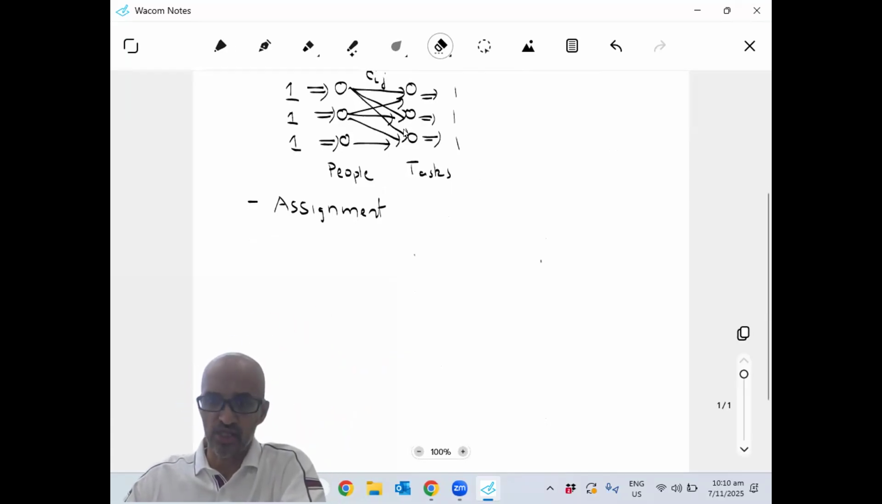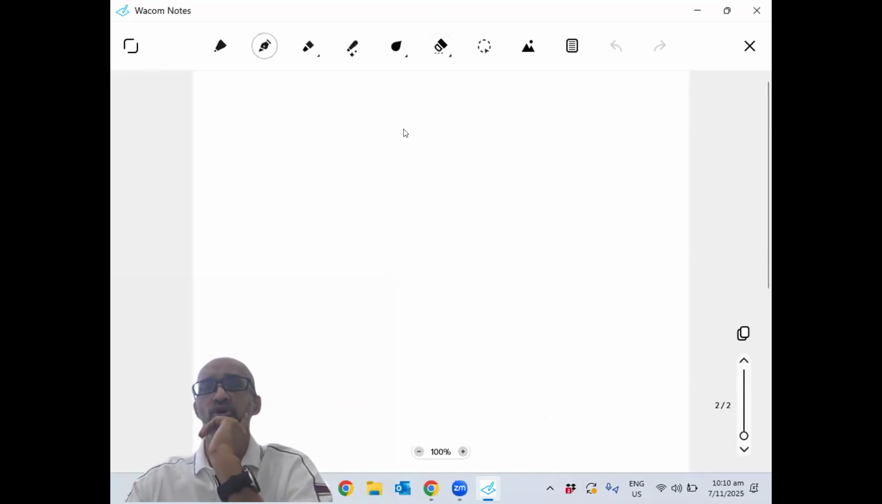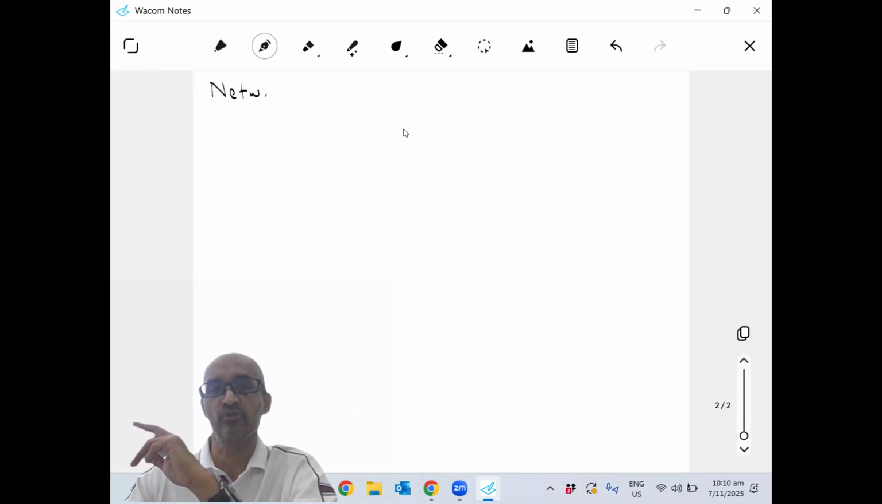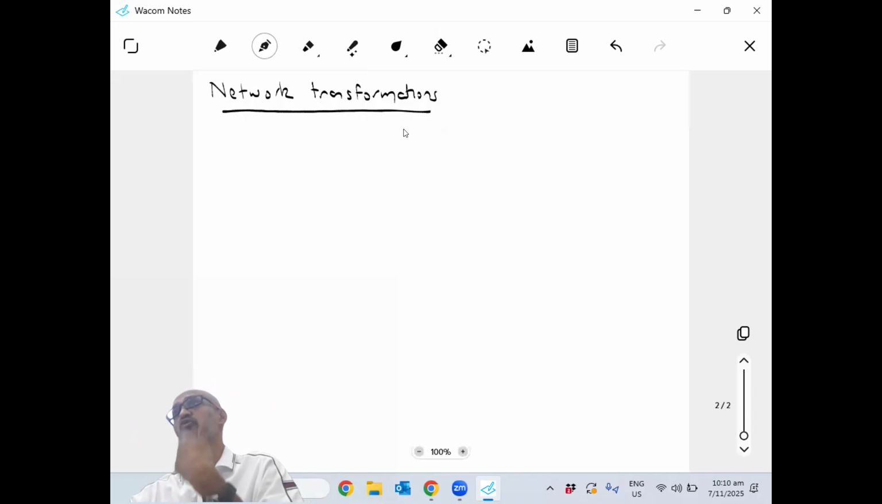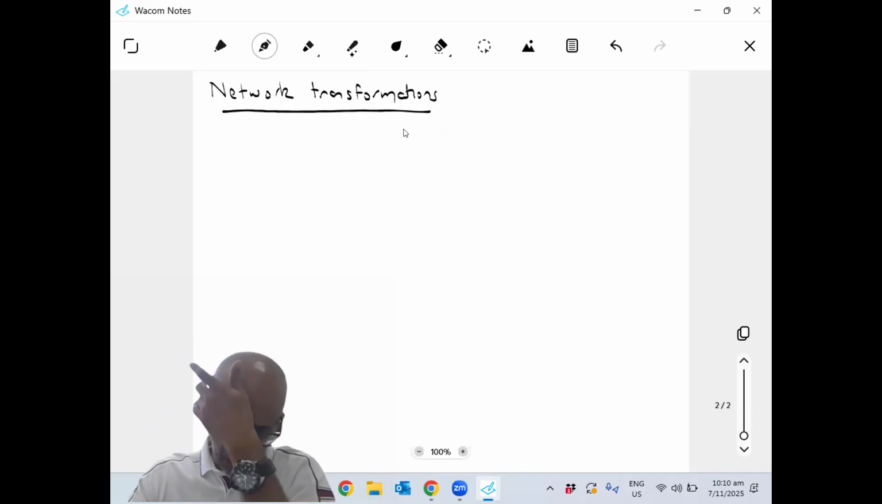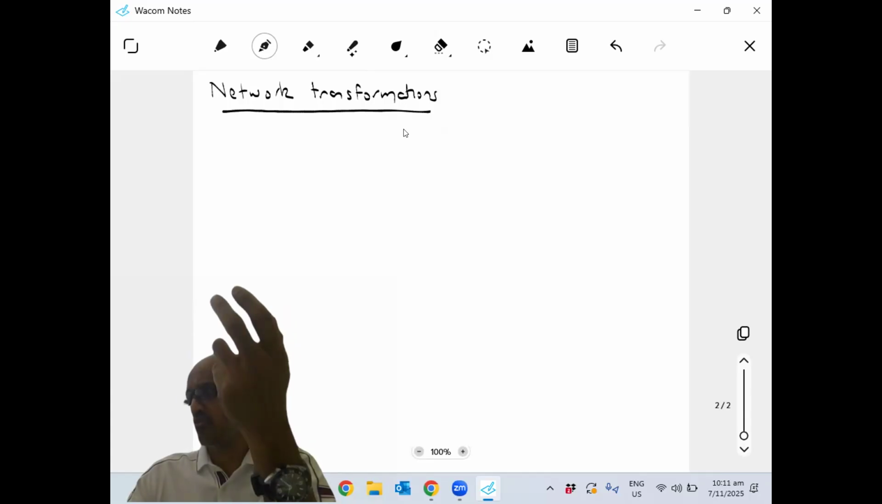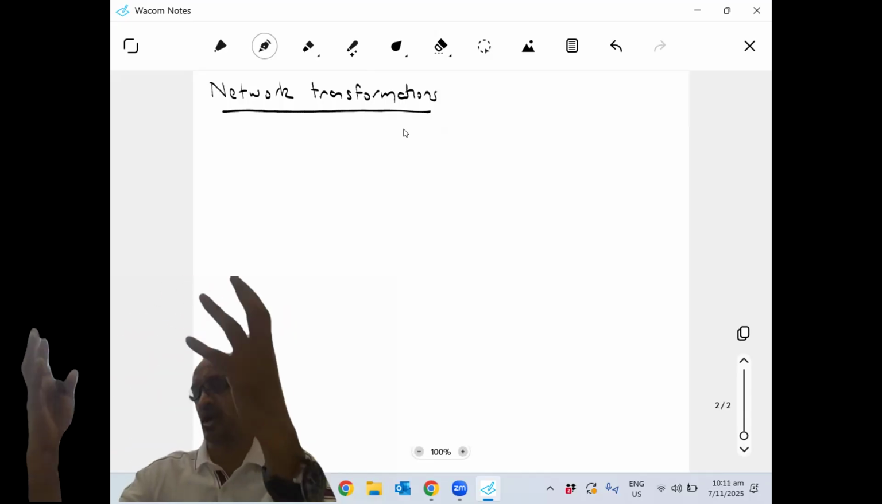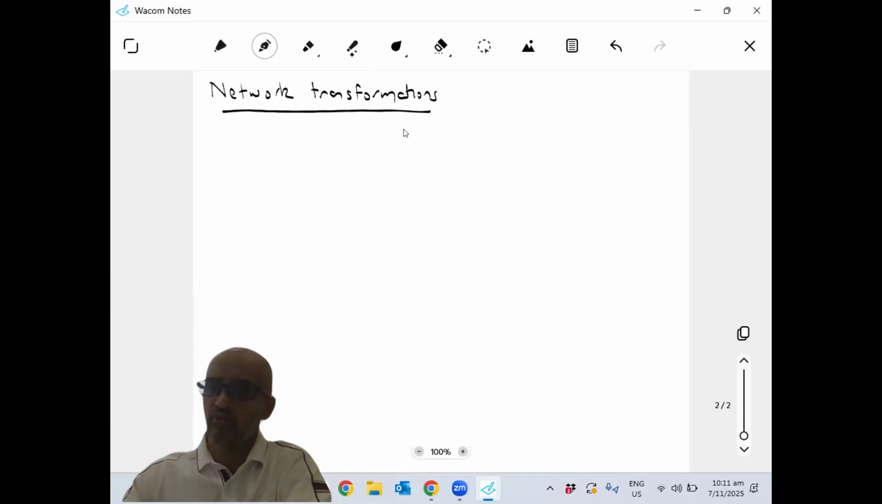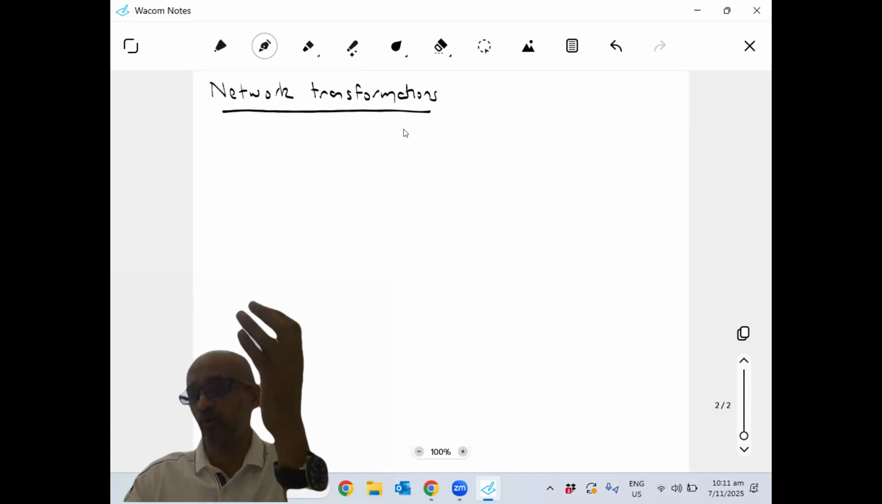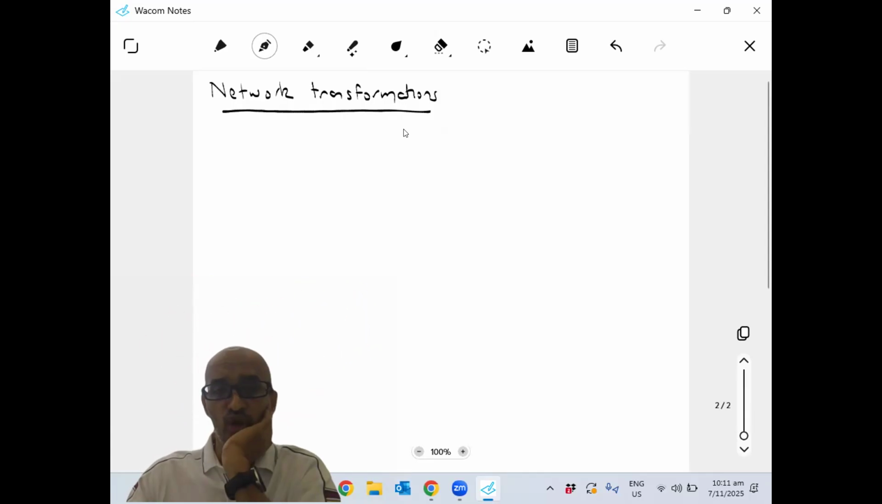So one thing I want to mention is that there are useful transformations to know, where you try to transform a problem into a network optimization, a network flow problem. Sometimes there are problems where you want to make some transformation to the network so that it satisfies some condition, and some of these transformations are useful. So I'll just show you two to four transformations.